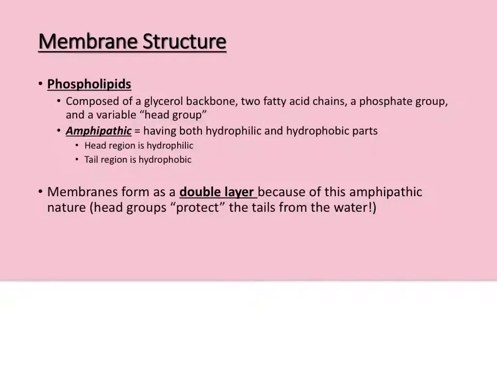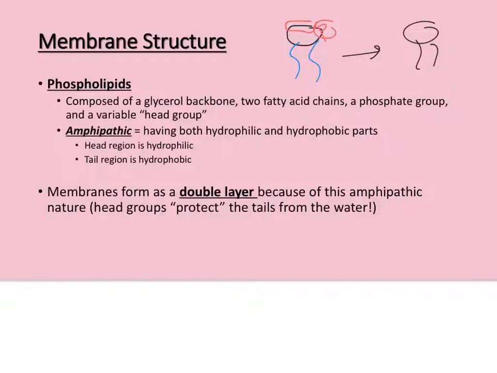Alright, so phospholipids. Phospholipids are special lipids that have a glycerol backbone, or body, with 2 fatty acid chains that come off of that. Then they have a phosphate group attached to it, and they have what we oftentimes refer to as a head group. So the general way that we always draw these things is just like this, right?